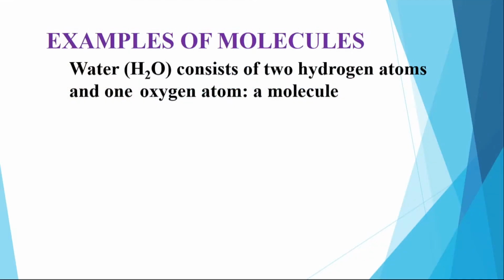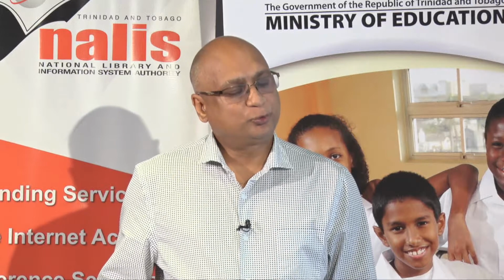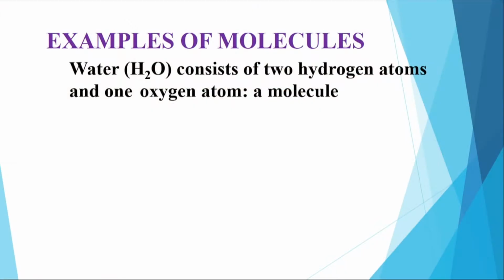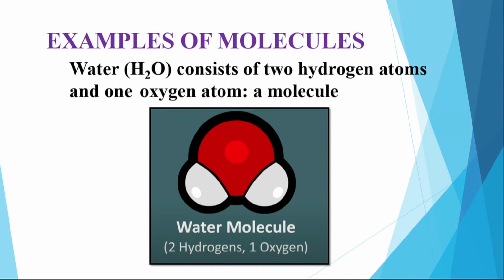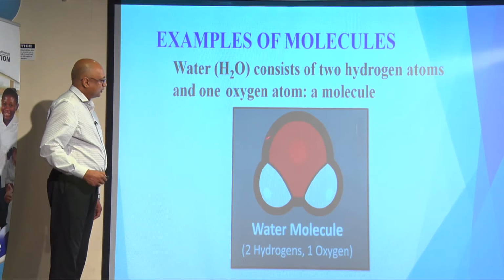Water. Water consists of two hydrogen atoms and one oxygen atom, H2O. Now, if you remember, your molecules consist of two or more atoms of different elements. So water here contains two hydrogen atoms and one oxygen atom. You have one oxygen atom and two hydrogen atoms, and this is your water molecule.